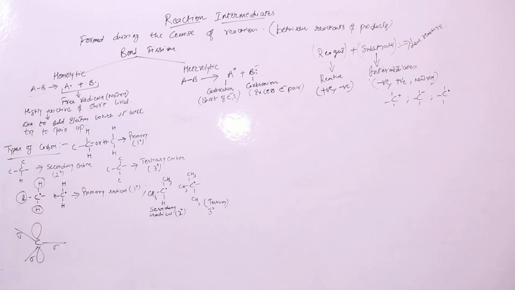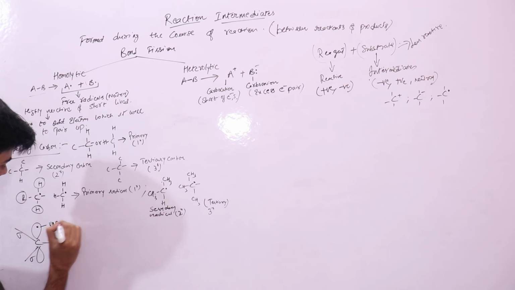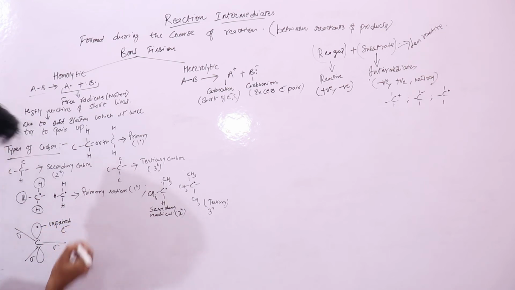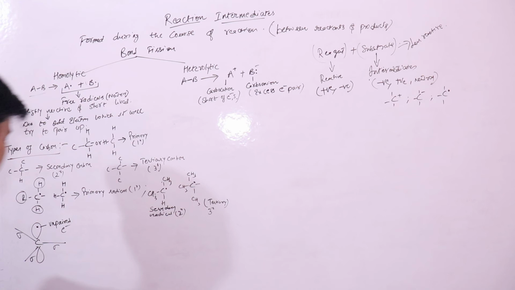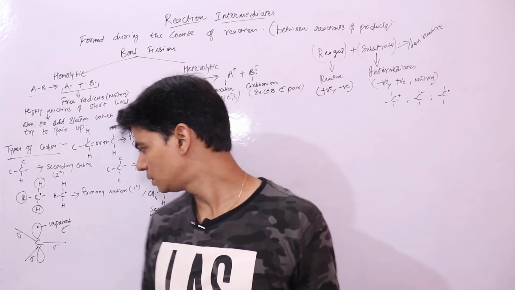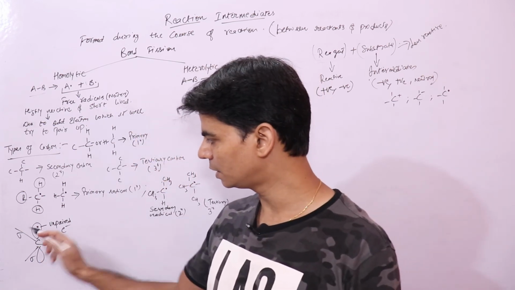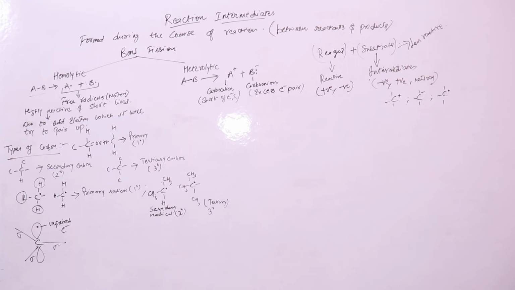This is your unhybridized p orbital, which contains this unpaired electron. So when a reagent approaches, it will accept its electron in this unhybridized p orbital, because one orbital can have 2 electrons, and as of now it has only 1 electron. So it will accept the electron in its unhybridized p orbital to form a bond. I hope this is clear.